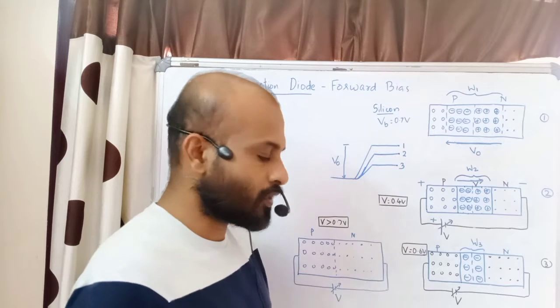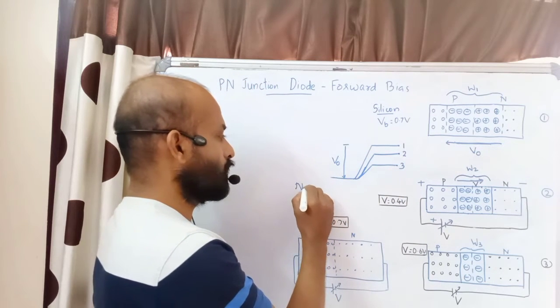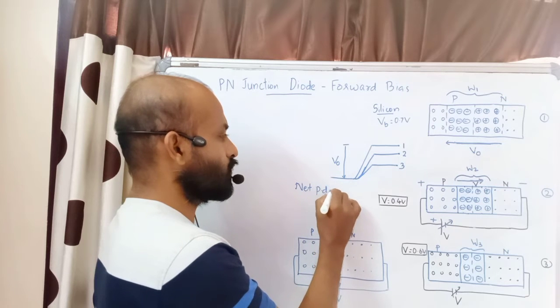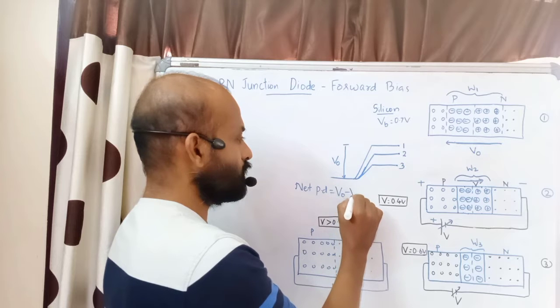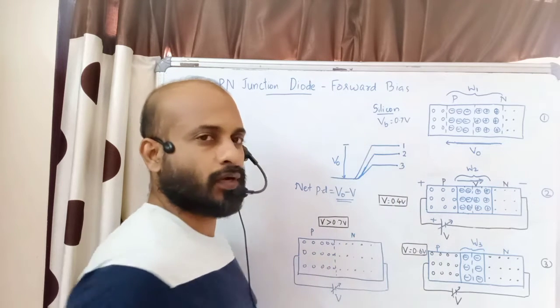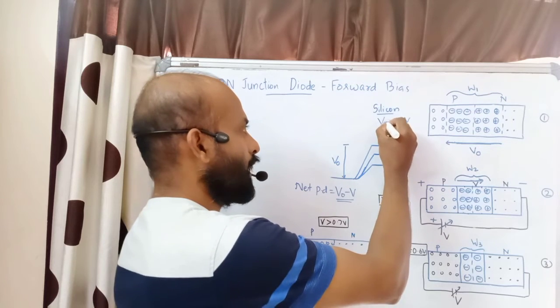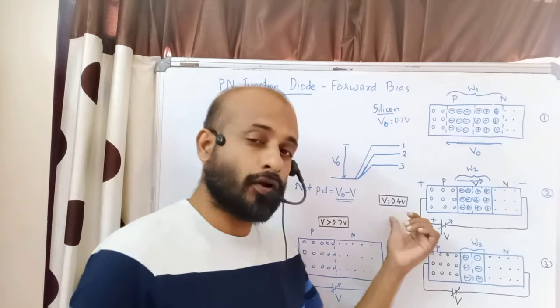So what about the net potential? The net potential goes on decreasing. So we can write the net potential difference is equal to V0 minus V, where V is the applied potential and V0 is the barrier potential. So the barrier potential goes on decreasing. Okay, I have applied only 0.4 volt.